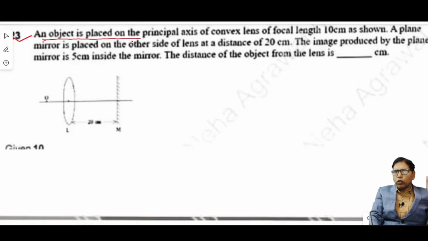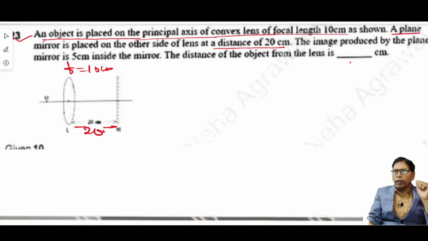An object is placed on the principal axis of a convex lens of focal length 10 centimeter. Look at this, focal length f is equal to 10 centimeter. A plane mirror is placed on the other side of the lens at a distance of 20 centimeter. The image produced by the plane mirror is 5 centimeter inside the mirror. Look at this, this is the image formed by the plane mirror.